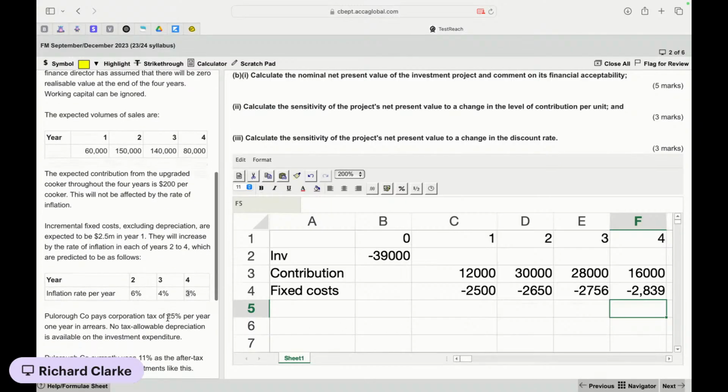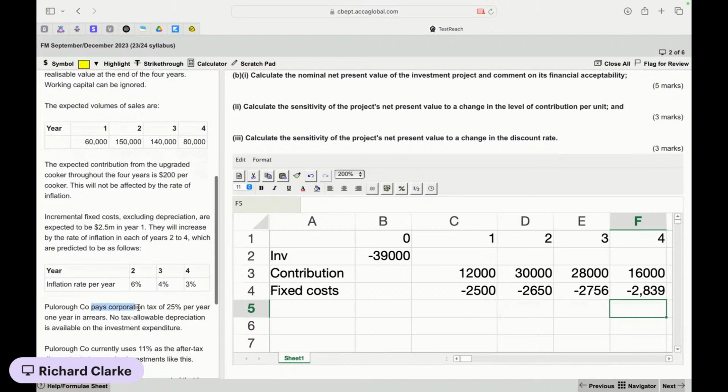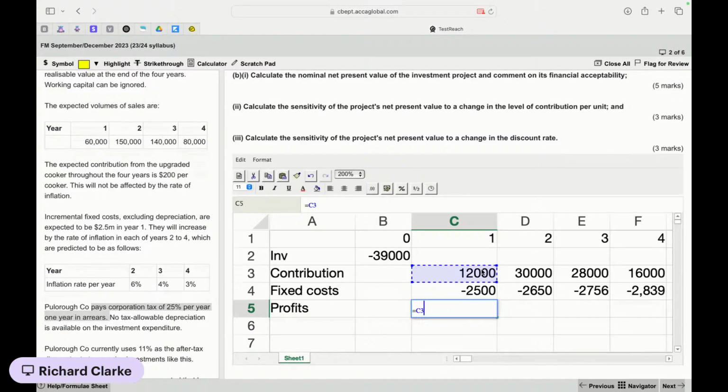Then he says we pay corporation tax at 25% per year in arrears, so I will need that year 5. I pay corporation tax on profits, don't I? So I need to work out my profits first. Profits would be from there down to there. And I'll just add that across.